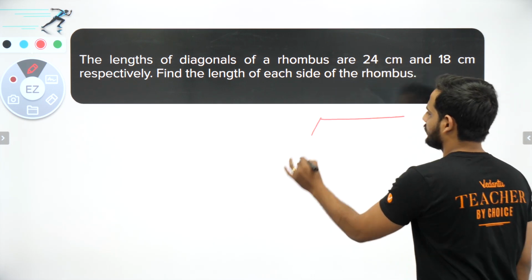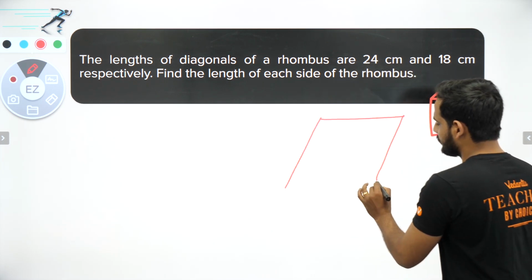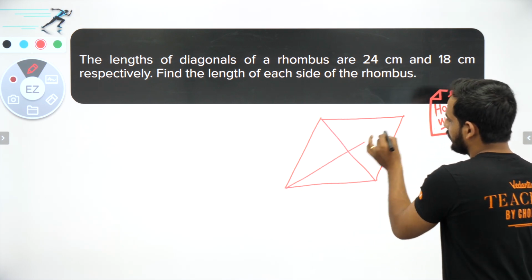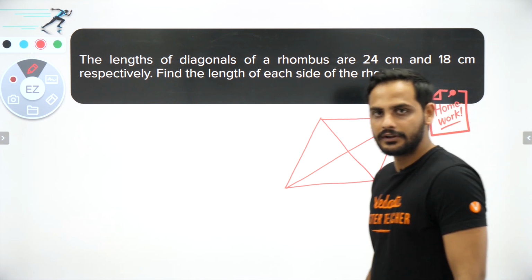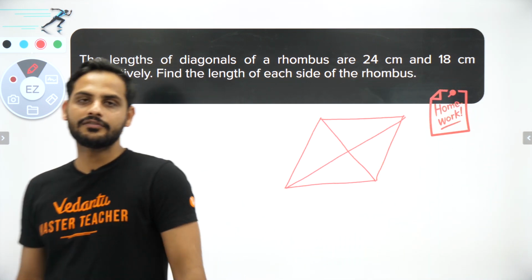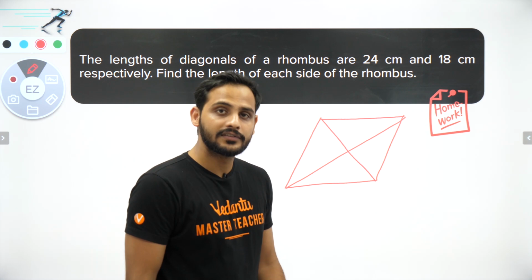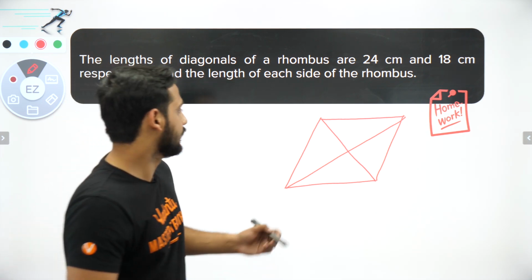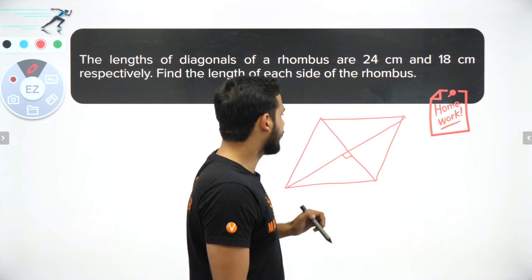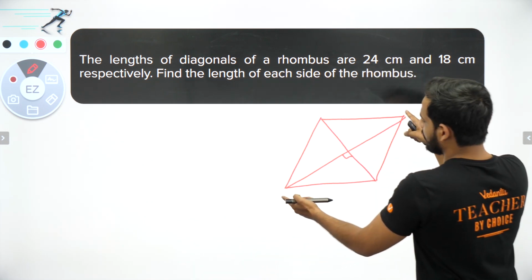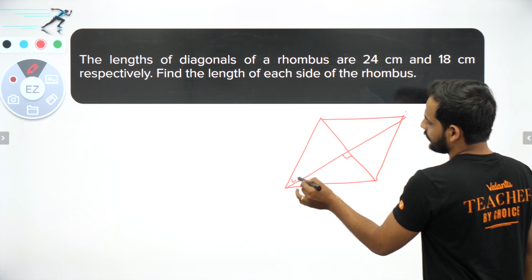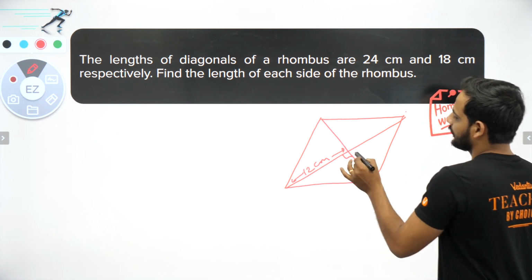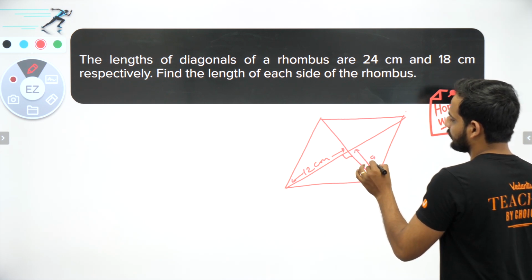This is one very common type of question which will be asked. In a rhombus, two properties are very important to remember. One, the diagonals of a rhombus bisect each other. The second property is that the diagonals of a rhombus bisect each other at 90 degree. So this angle is 90 degree. Let us say this diagonal is 24. Since they are bisecting, this part will be 12 centimeter only. And since this whole is 18, this side will be 9 centimeter only.